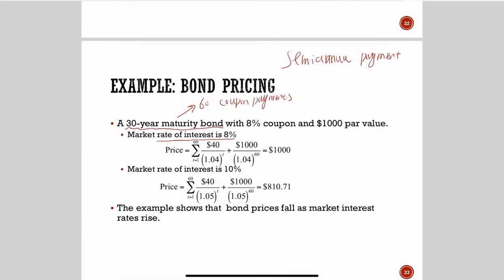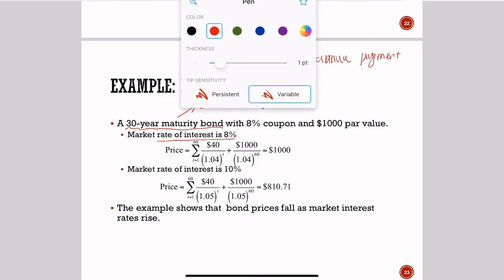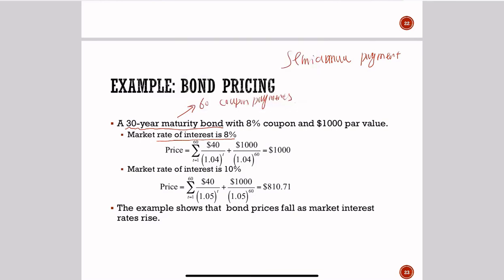However, if coupon is paid twice per year and the annual interest rate is 8%, then this implies the 6-month interest rate is 4%, right? So we have to adjust the discount factor from 8% to 4%. So here, if you look at this formula, you could see these adjustments.